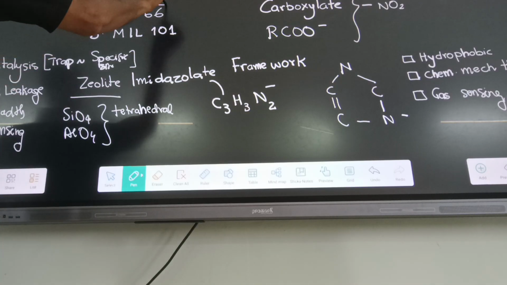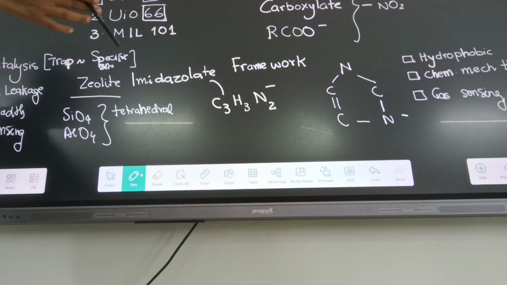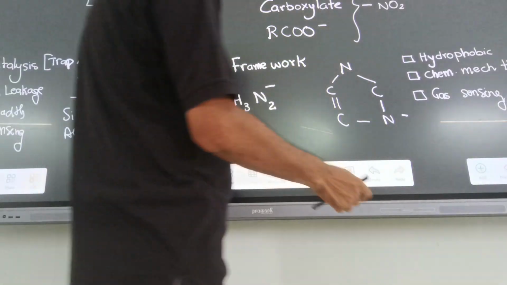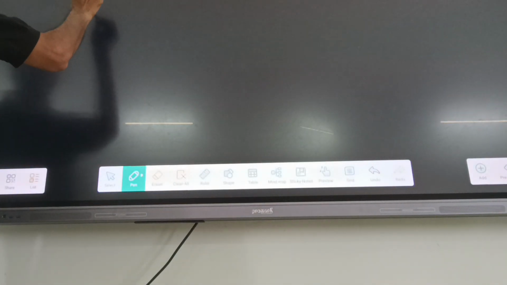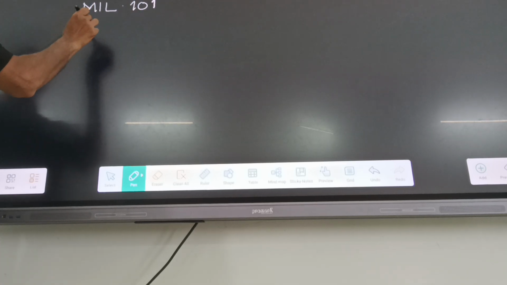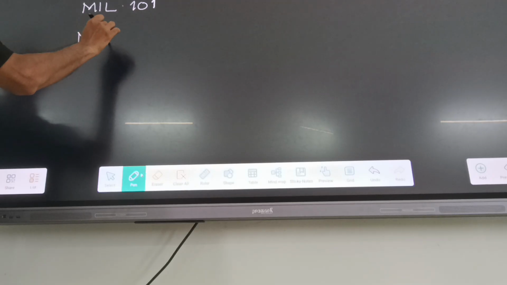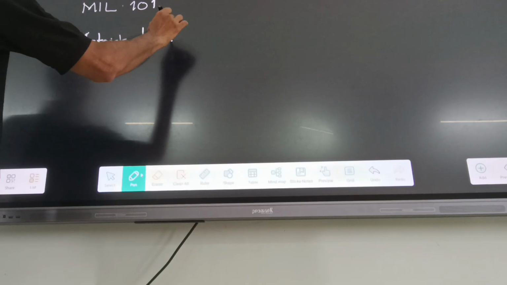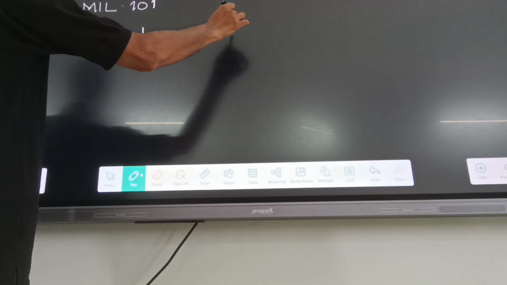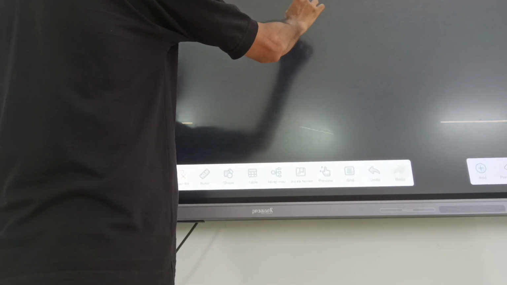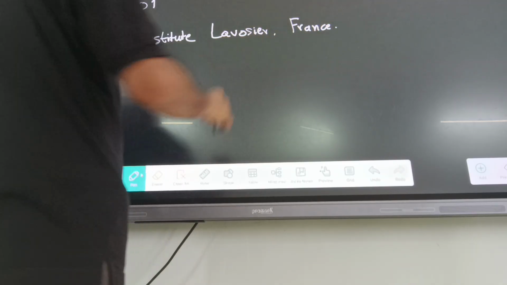Again 66, meaning this research group's 66 compound, and same is this one, MIL-101. MIL means Materials Institute Lavoisier, France. This metal organic framework was developed at that institute and is what we discuss here.